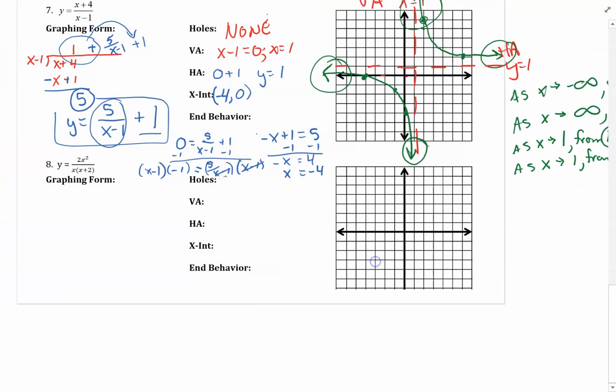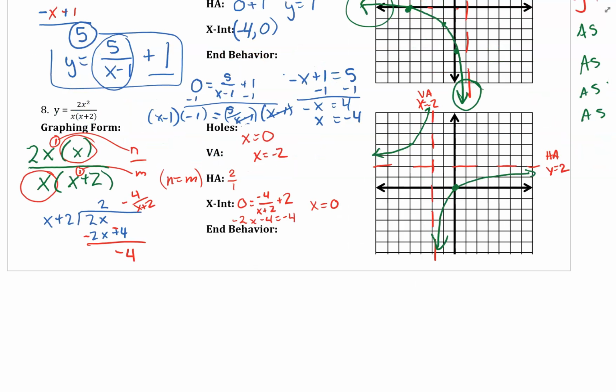Using that process, go ahead and try number 8 on your own. I'm going to go ahead and pause my video. You do the same, and then I'm going to fill everything in and restart it so you can check your work. So hopefully you took the time to go through this problem on your own.